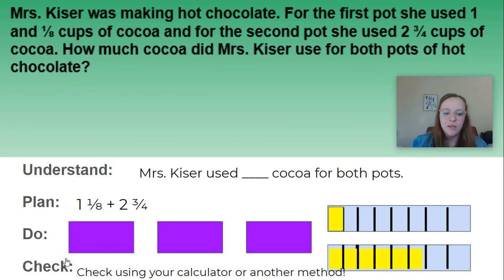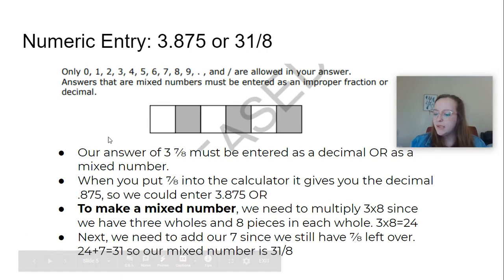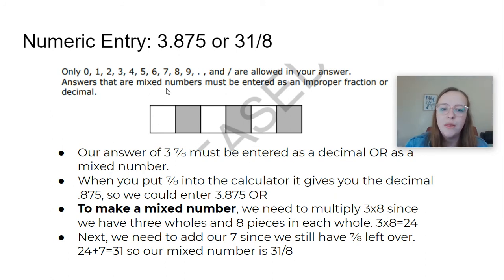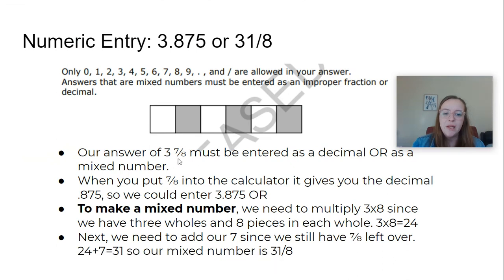So now I want to point out something super important to you when you are taking any of these standardized tests where they want you to put in your own answer. So this is what those test sheets look like. You can only use digits 0 through 9. You can use a slash in your answer, which we're going to need. But notice here it says that answers that are mixed numbers must be entered as an improper fraction or decimal. So our answer was 3 and 7/8. Let me go back. Sorry. 3 and 7/8. But it must be entered as a decimal or as an improper fraction.